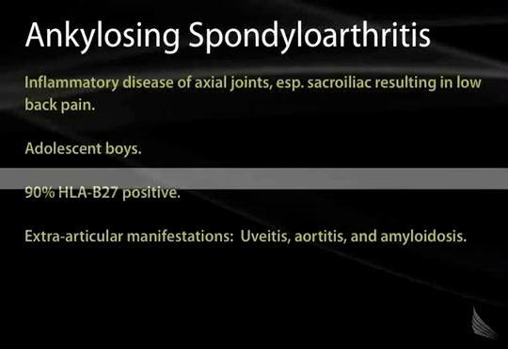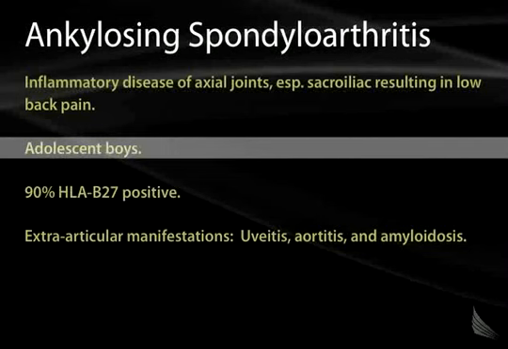A population that tends to be preferentially affected here are adolescent boys. This is one way to begin looking through the stem of a question and start ruling in or ruling out particular entities if one knows that the answer revolves around some sort of arthritide. Again, if you're dealing with women, if you're dealing with older women, think about rheumatoid arthritis. Younger women, think about juvenile rheumatoid arthritis. If dealing with teenage boys, think about something like ankylosing spondyloarthritis.